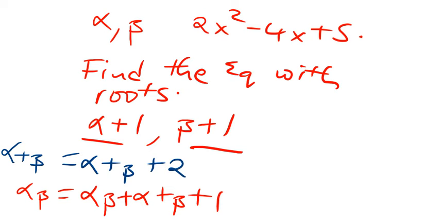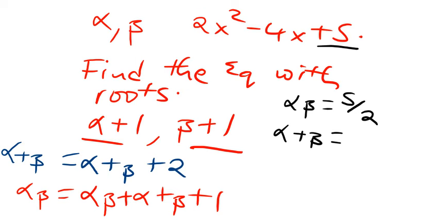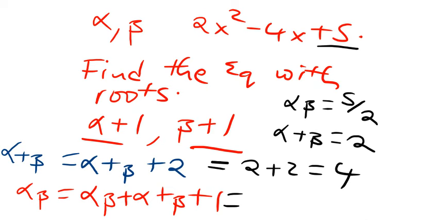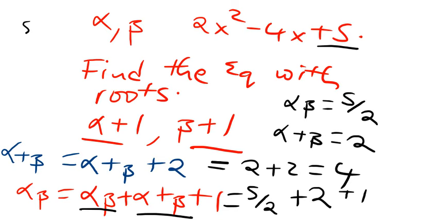So if you go back to the equation there, what is our alpha times beta? It's c over a, so it is 5 over 2. Then our alpha plus beta, we said it's negative b over a, so it will be 4 over 2, which is 2. So alpha plus beta, we put a 2, plus 2 gives us 4. Then down there, alpha multiplied by beta gives us 5 over 2, plus alpha plus beta which is 2, then plus 1. So we have 5 over 2 plus 3. What do you get if you add those? 2 times 3 is 6, so we have 11 over 2.